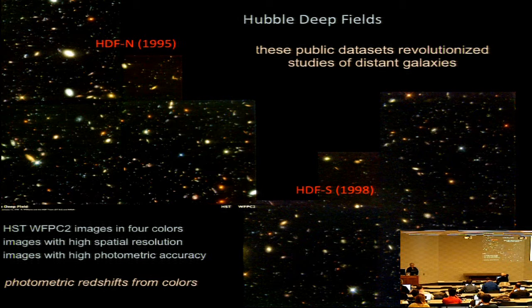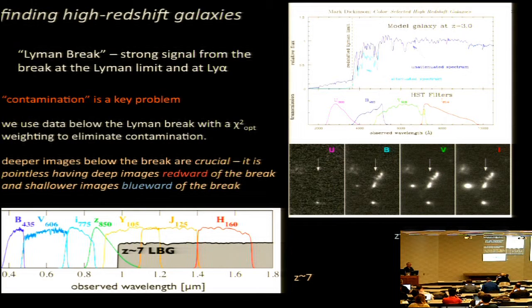High quality data, high spatial resolution, and what has really opened it up, of course, is the ability to do photometric redshifts, very large samples, well defined statistically and well understood volumes. And so the techniques we use, and inherent in all the techniques that everybody uses for photometric redshifts, is the Lyman breaks.